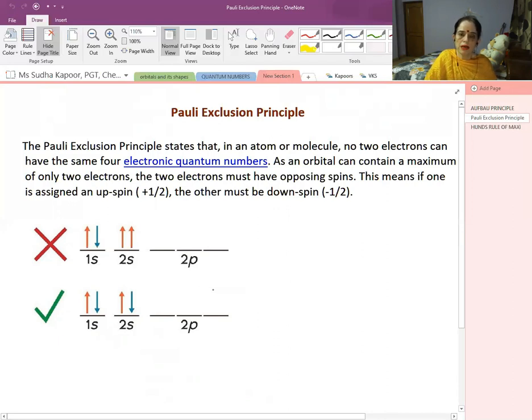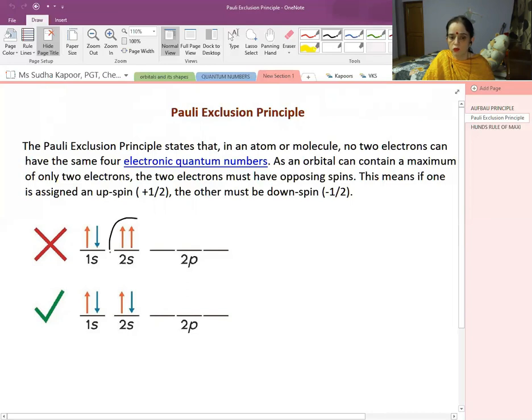An orbital can have a maximum of 2 electrons, and these electrons must have opposite spin. If one is clockwise, then the other must be anticlockwise. In the quantum numbers we have done plus half and minus half. So if one has the plus half value, then the other must have the minus half value. We can see this from the spin also. In case of 1s, both are opposite to each other. One is clockwise and the other is anticlockwise.